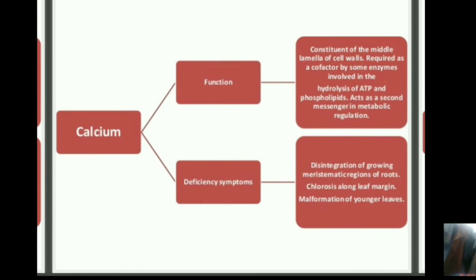So when we move to calcium, the function of calcium: it is the chief constituent of the middle lamella of the cell wall. As you all know, it lays the cell wall in between the daughter cells which are formed after the telophase stage, the cytokinesis stage. It is required as a factor by some enzymes involved in the hydrolysis of ATP and phospholipids, and acts as a second messenger in metabolic regulations.